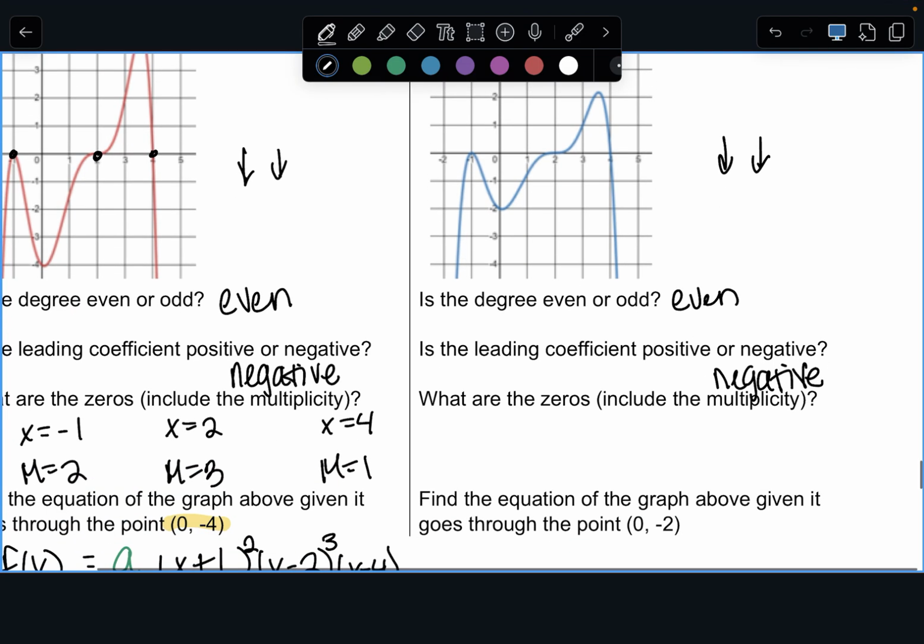Now I need my zeros. I have one at -1. And this zero, it bounces off of it. So is my multiplicity 1, 2, or 3? What do we think? 2. It's even because it bounces. And I'm probably not going to give you anything higher than 2.